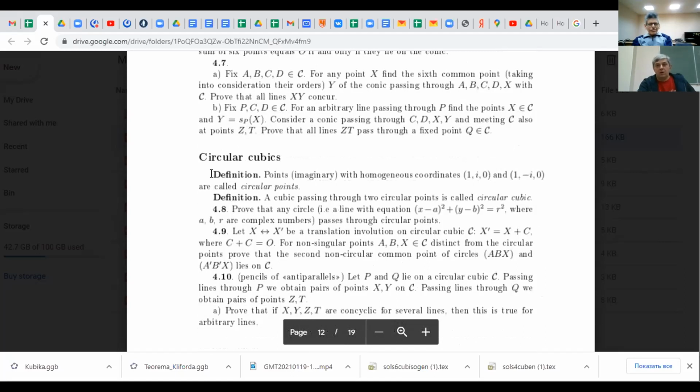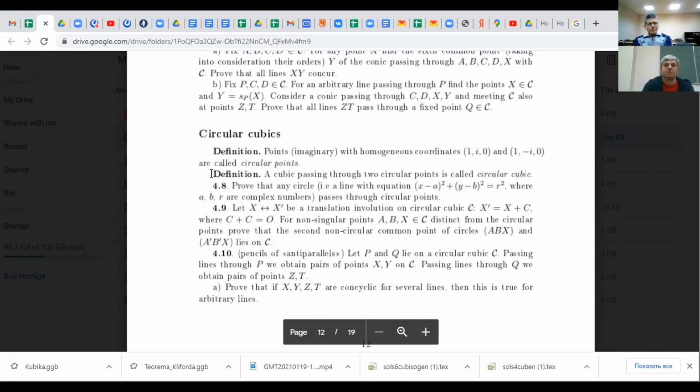Mostly we deal with special cubic curves like circular cubics. These are cubics passing through two special circular points on the complex projective plane. Any circle, our regular circle in classical geometry, extended to the complex projective plane, passes through these circular points.